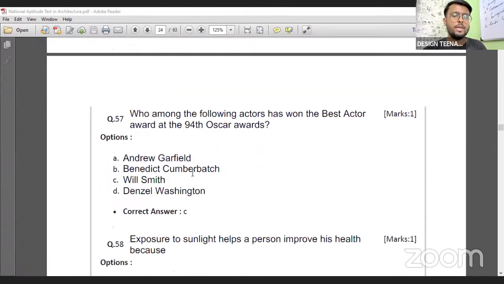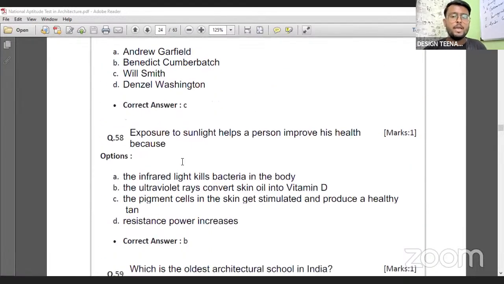Now see over here, something came from the Oscar Awards also. These are some general questions. Exposure to sunlight helps a person improve his health because what do you think is the answer? The infrared kills bacteria in the body. The ultraviolet ray converts skin oil into vitamin D. I hope you have heard that from sunlight you get some sort of vitamin. You might not remember which one, but you have heard at least that you get vitamin from sunlight. So you compare and give the answer.